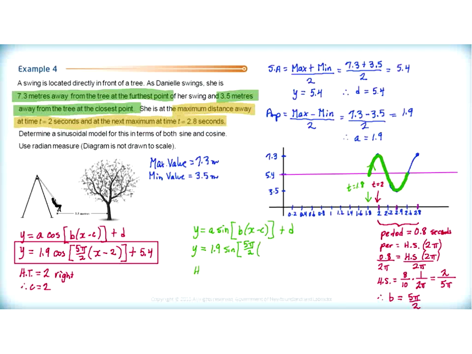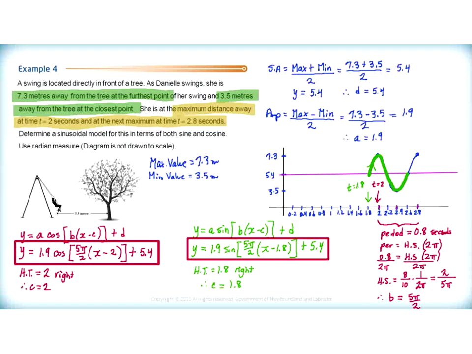So that tells us that there's a horizontal translation equal to 1.8 units to the right, which also gives us the value of c to equal 1.8. So we have x minus 1.8 and then plus d, which is 5.4. So this gives us another equation of the same function in terms of sine. So now you have two equations that you could use. And again, answers will vary depending on which section of the graph you choose to come up with your answer.